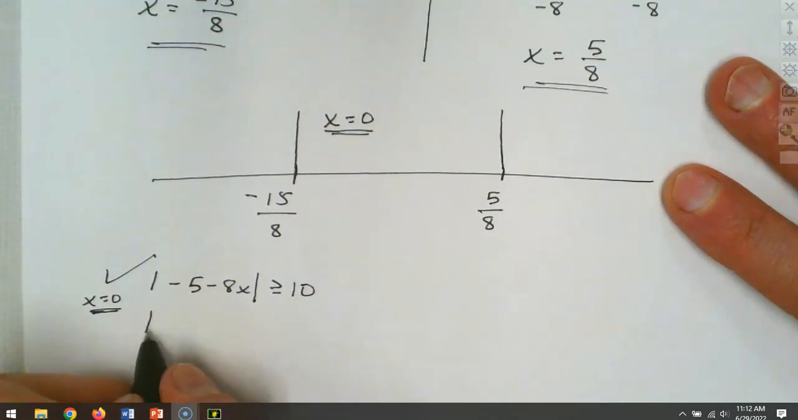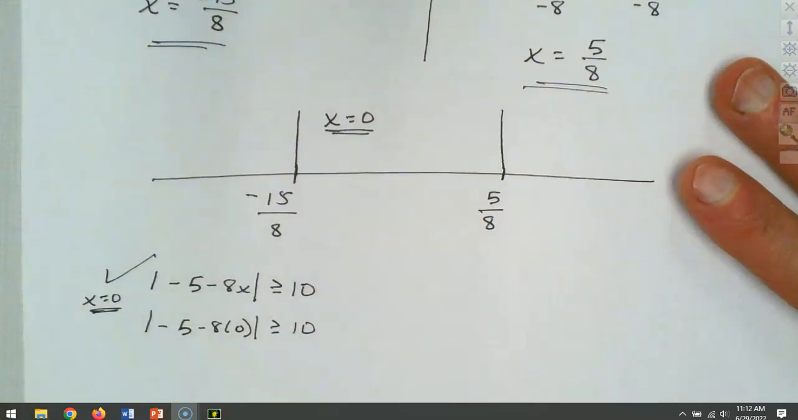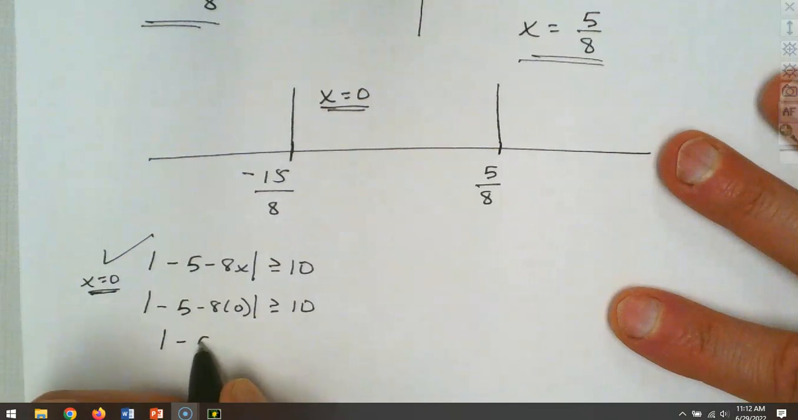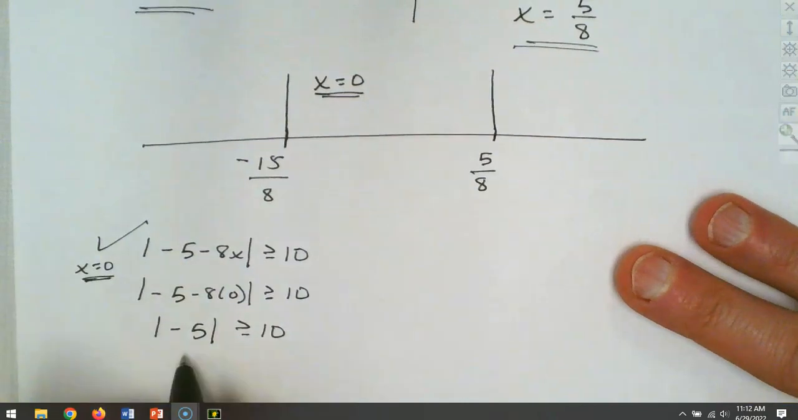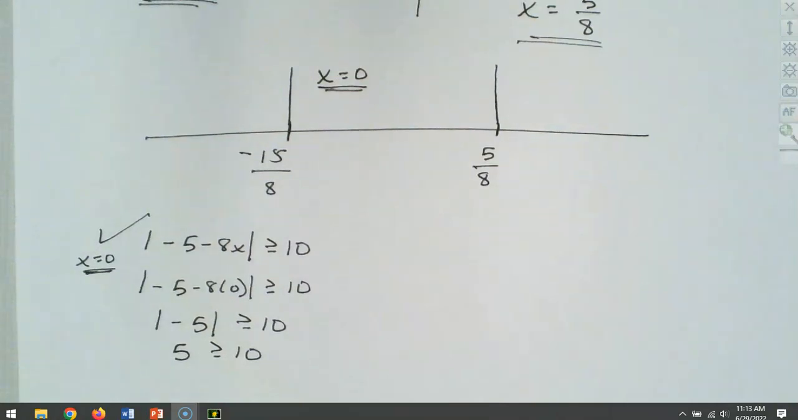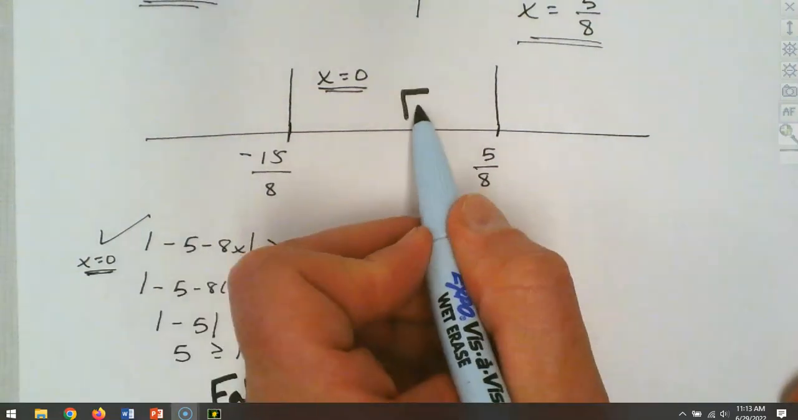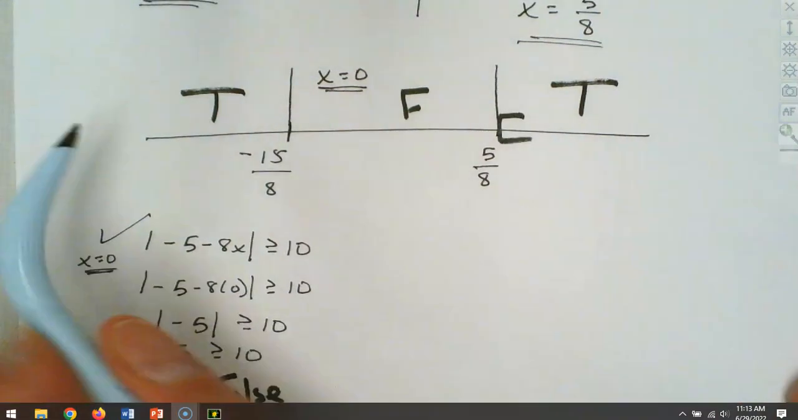We're going to plug that 0 in. And 8 times 0 makes it 0. So we've got the absolute value of a negative 5 is greater than 10. And the absolute value of a negative 5 comes out to be positive 5. And is positive 5 bigger than 10? No. So that means this is false. So now we've got a false in the middle. So the ends are what? True. And these get square brackets.